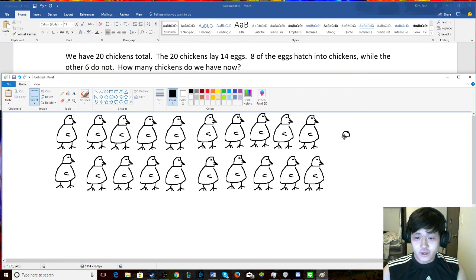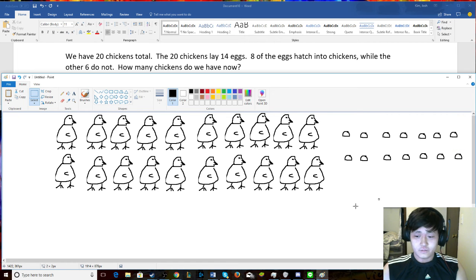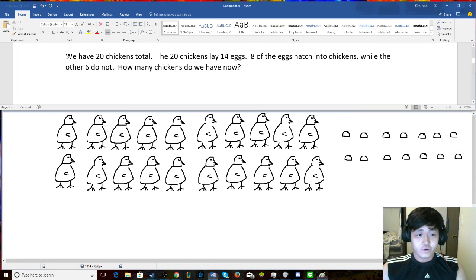So we have 14 eggs. So 1, 2, 3, 4, 5, 6, 7, 8, 9, 10, 11, 12, 13, 14 eggs. Alright, so far in this problem, we've gone through that we have 20 chickens total, and that the chickens lay 14 eggs.